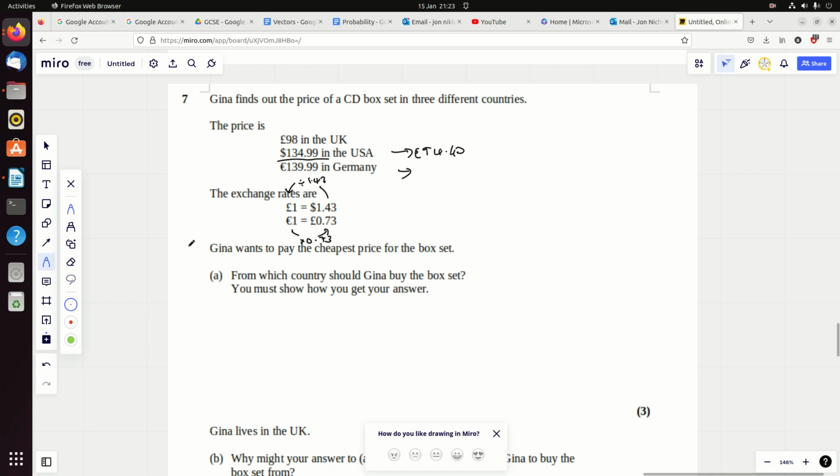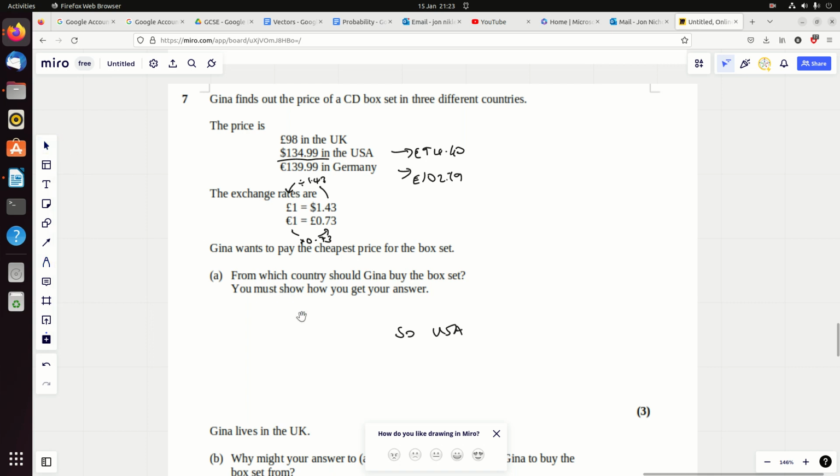1399.99 times by 0.73. You get 102. Very pricey in Germany. £102.19. And so where's it cheapest? USA.